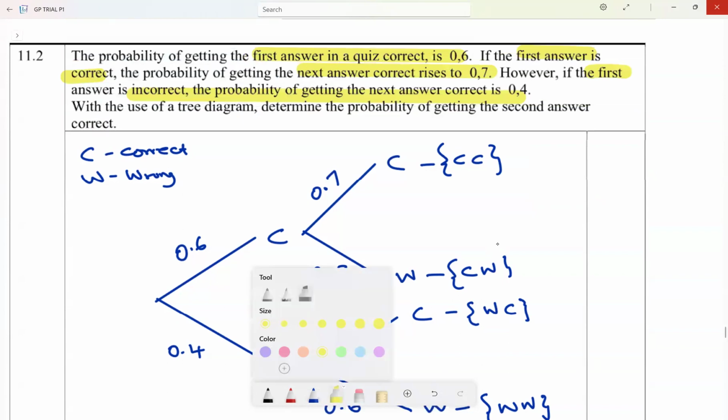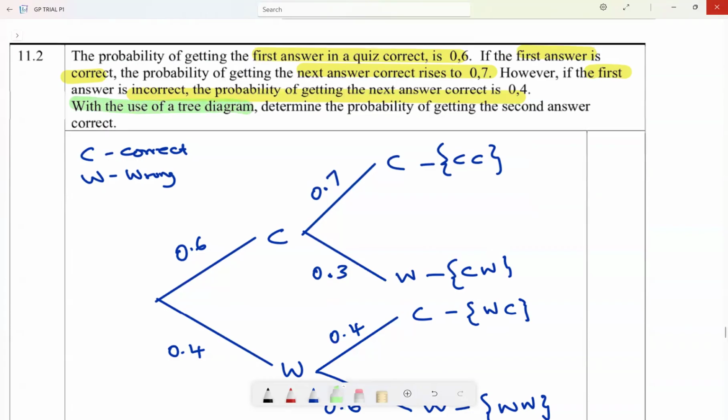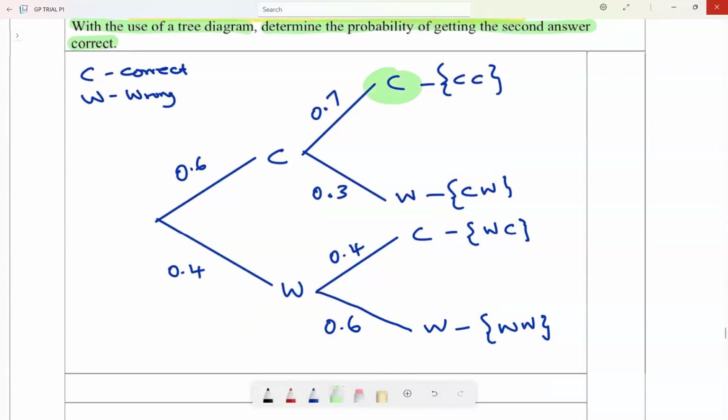The question says, with the use of a tree diagram, determine the probability of getting the second answer correct. The probability of getting the second answer correct, irrespective of whether the first one was wrong or correct. So it's going to be whether the first one was correct and the second one is correct, or the first one was wrong and the second one was correct. What's important is that the second one is correct.